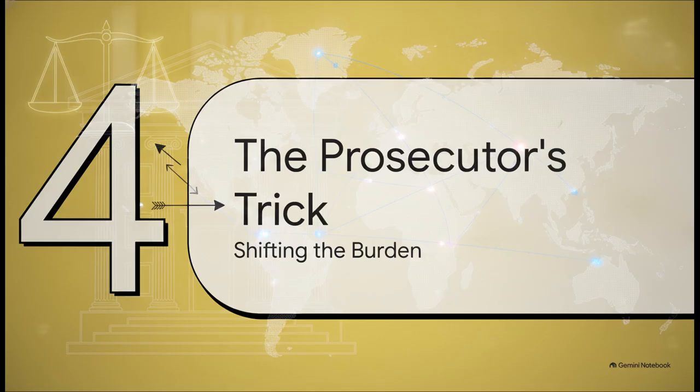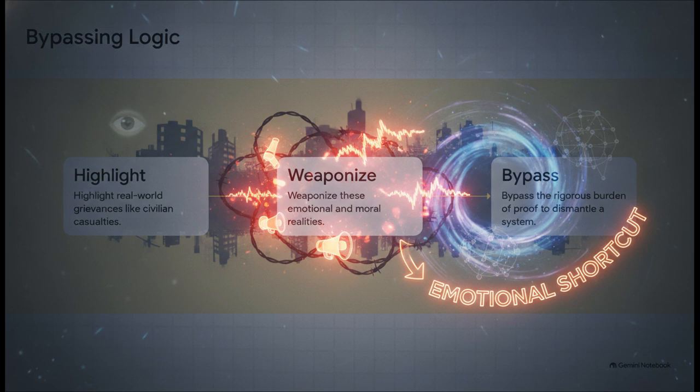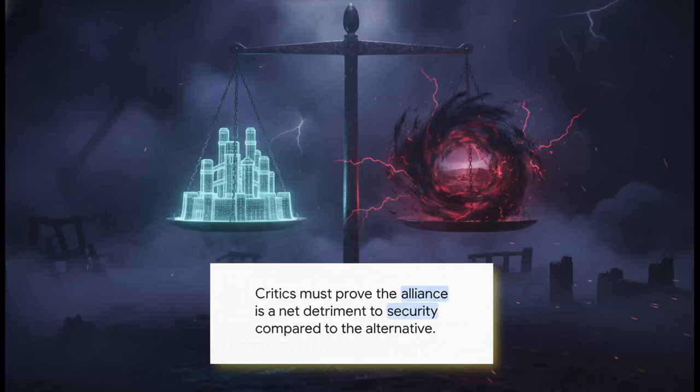Okay, step 4. The prosecutor's trick, or misallocating the burden of proof. According to the source material, critics tend to follow these 3 steps to kind of bypass logic. First, they highlight very real-world grievances, like the absolute tragedy of civilian casualties. Second, they weaponize these emotional and moral realities. And third, by leaning so heavily on the emotional weight of those realities, they completely bypass the rigorous burden of proof that is actually required to dismantle a massive geopolitical system. The author calls this the prosecutor's trick, using an emotional shortcut to demand structural collapse without proving the structure itself is the root problem.